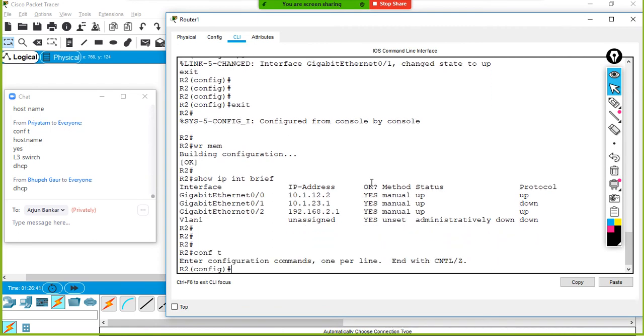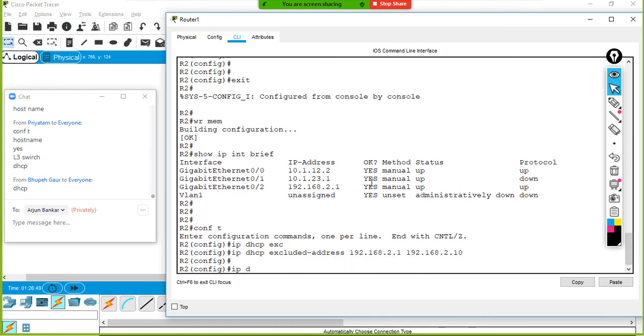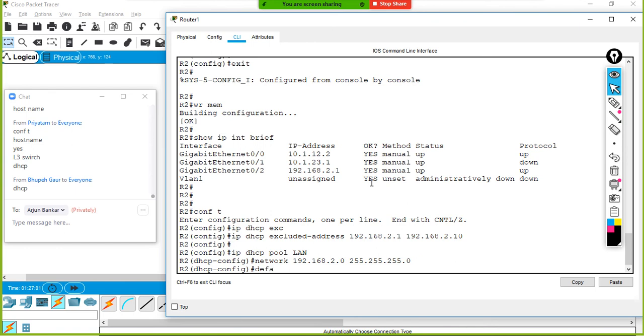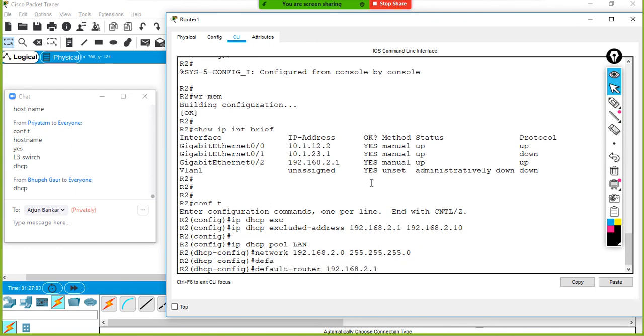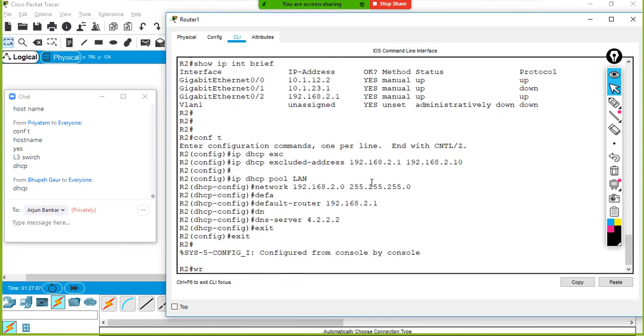Quickly. Conf t, ip dhcp excluded-address 192.168.2.1 192.168.2.10. ip dhcp pool LAN, then network 192.168.2.0 255.255.255.0, then default-router 192.168.2.1, dns-server 4.2.2.2. Is it clear, guys?